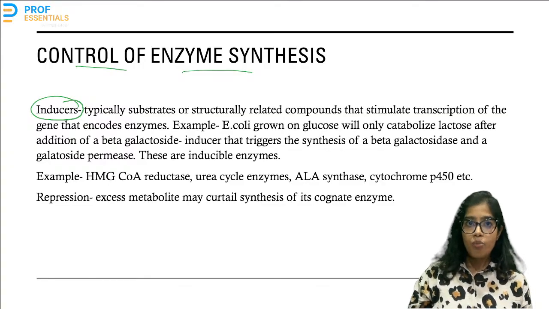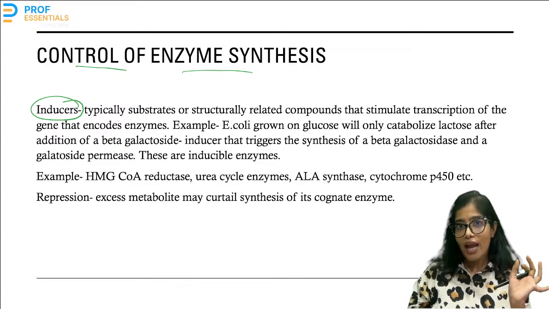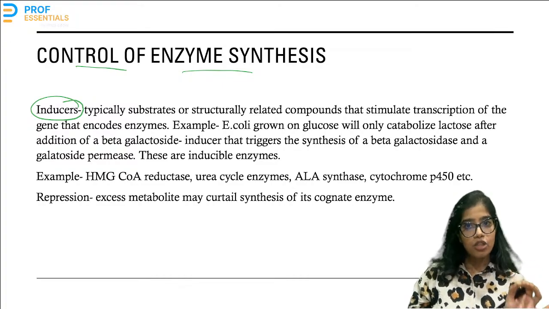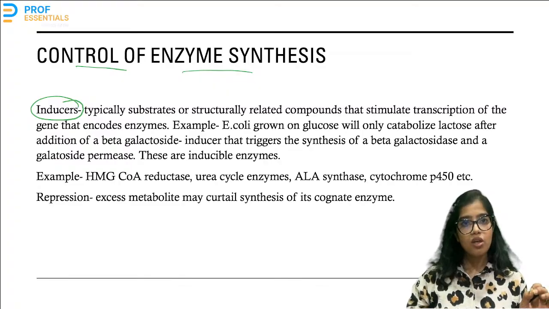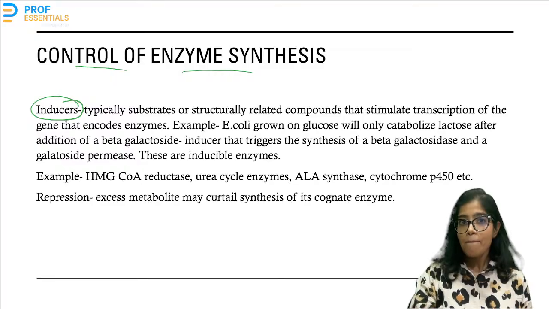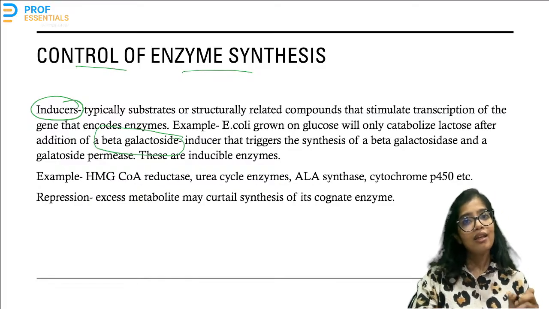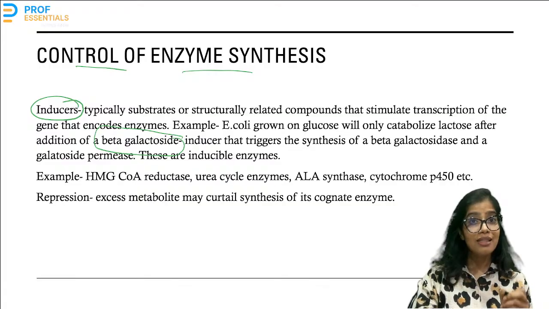In the lac operon in E. coli, if you place the E. coli in glucose, it will catabolize lactose, that is, break down lactose, only when a beta galactoside is present. Beta galactoside is an inducer. When a beta galactoside molecule is present in the environment, only then will the lac operon start. So that is an inducer.